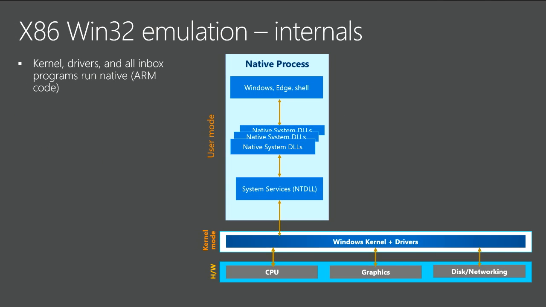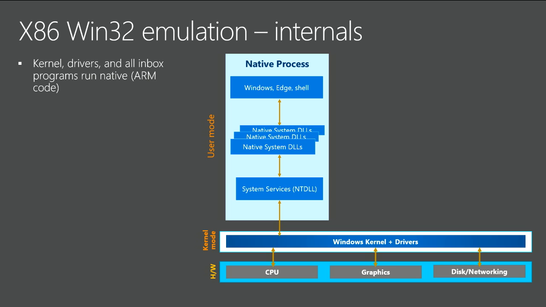So I'm going to click through a few diagrams. Here you see a diagram of what a typical process on the OS looks like. This is a native process, meaning it's running native ARM64 code. Windows, the Edge browser, or the shell are all examples of native processes. And then you have native system DLLs, so the OS libraries. Then you have something called NTDLL, which is a special system DLL, which is how apps talk to the kernel.